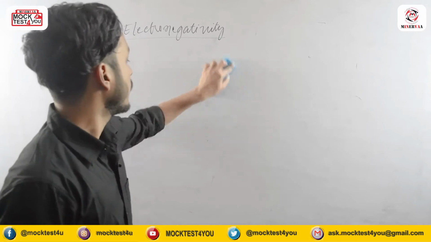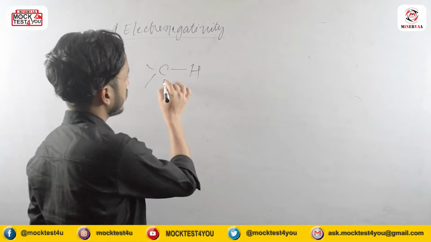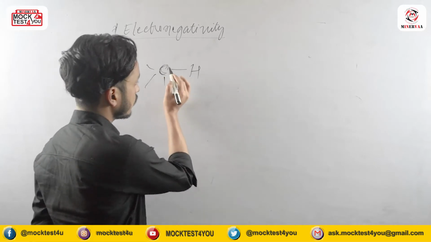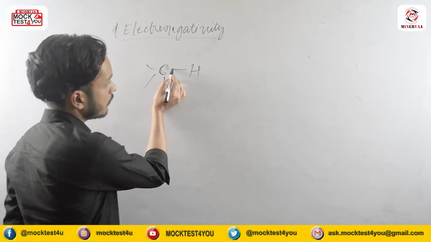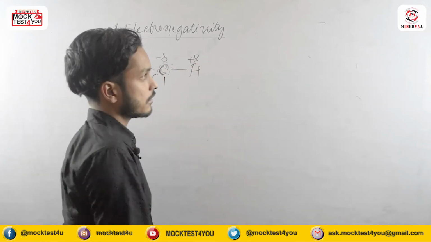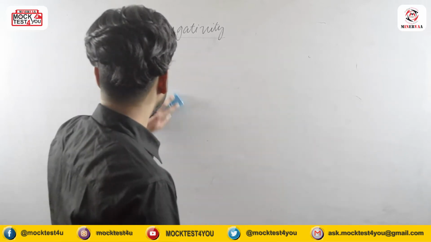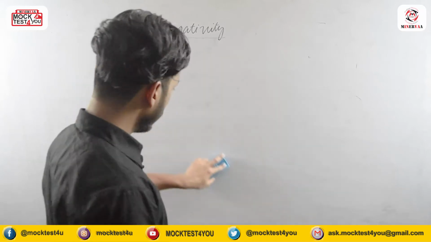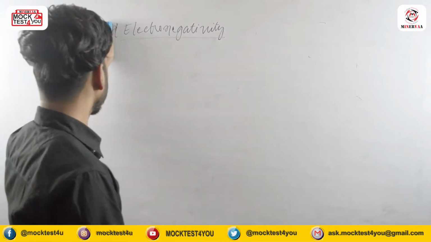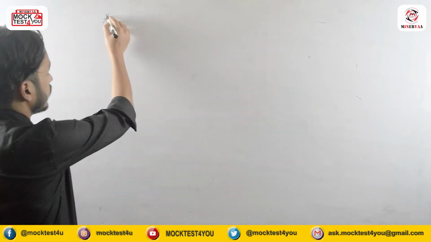Now again, one more example. Suppose we are taking carbon and hydrogen, okay? At that time, the electronegativity of carbon is more, right? So this carbon will attract a shared pair of electrons from hydrogen, and it will generate a partial negative charge, and hydrogen will carry a partial positive charge, right? I hope you are understanding this. So this was the concept of electronegativity, which we have to use in understanding the trend in the periodic table, right?